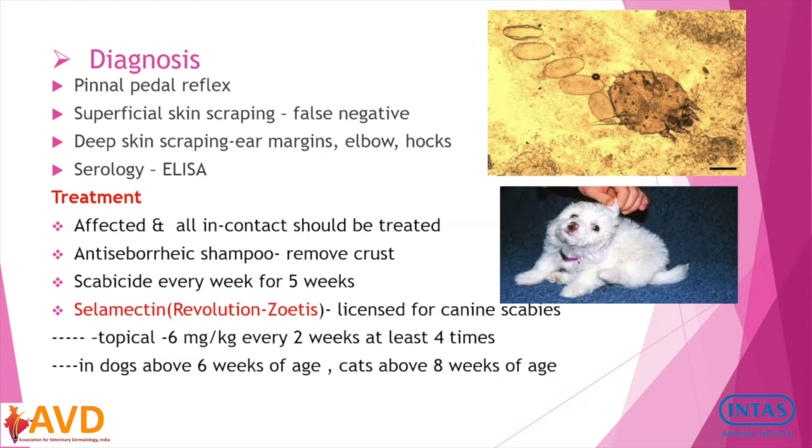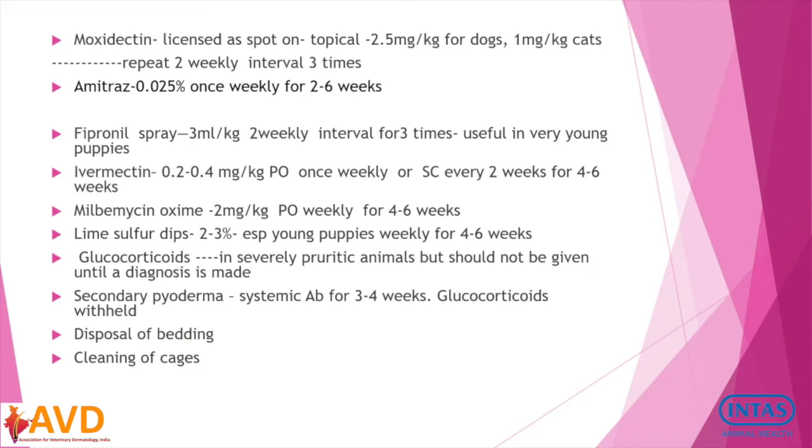Moxidectin. Moxidectin is a spot-on. As a spot-on, we can use 2.5 mg per kg body weight for dogs and 1 mg per kg body weight for cats, and it has to be repeated at 2-week intervals for 3 times. Amitraz once weekly for 2 to 6 weeks.